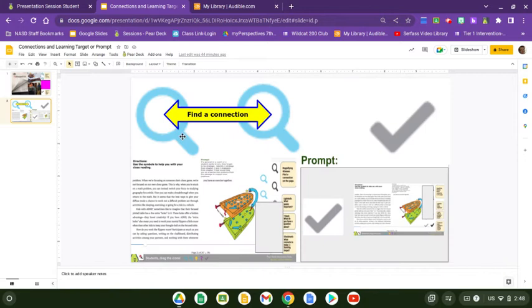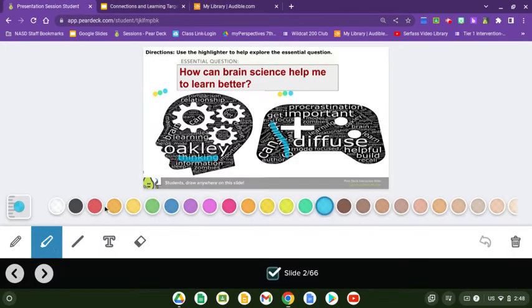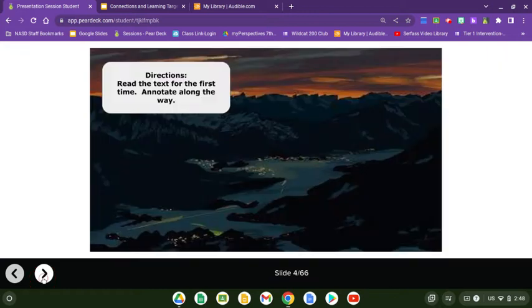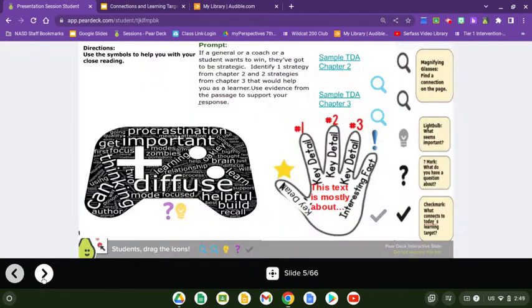All right, so let's get into it. We're finding connections using our blue magnifying glasses, and then seeing what connects with the prompt, or today's learning target, using our check mark. So we already highlighted these parts. This is the book overall. This is the chapter. We already talked about diffuse mode versus focused mode, and we highlighted those similarities. We went through the prompt. We're looking for strategies that help us as learners.